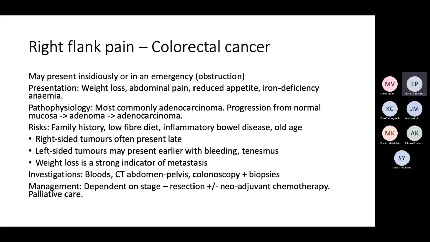So first investigations for this gentleman, before we know his diagnosis, would be bloods and a CT. If a CT showed a lesion there, we'd need to do a colonoscopy and get some biopsies. That's really important for the histology and thinking about what treatment we can give him. Dependent on the stage of the cancer, we might think about resection of the tumour, plus or minus chemo to shrink the tumour before we resect it. Or unfortunately, if disease has progressed to the point where it's not curable, we might think about chemotherapy, but not with curative intent, so a palliative approach.